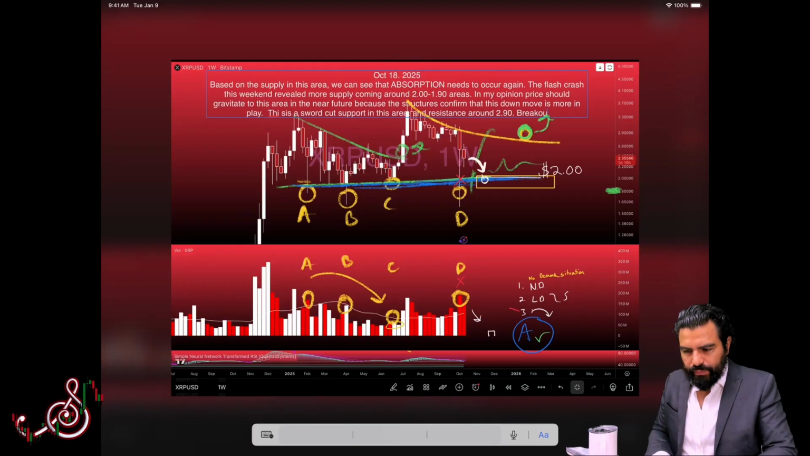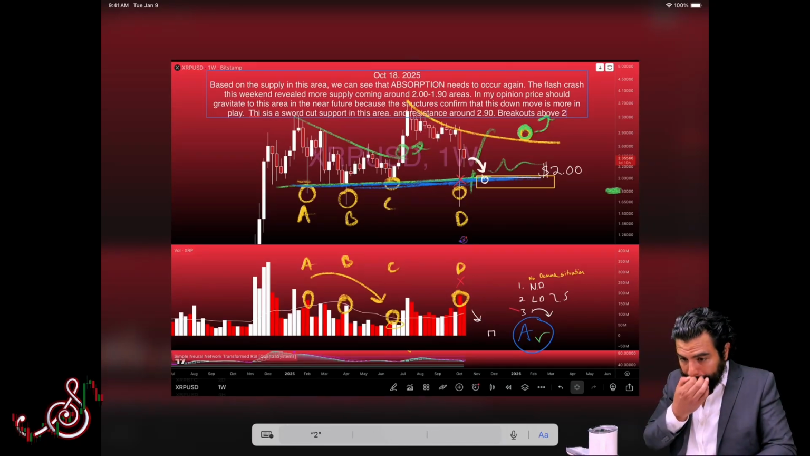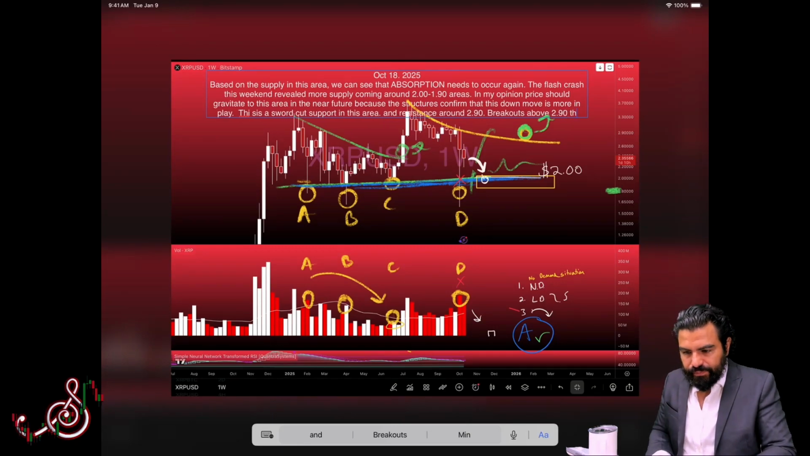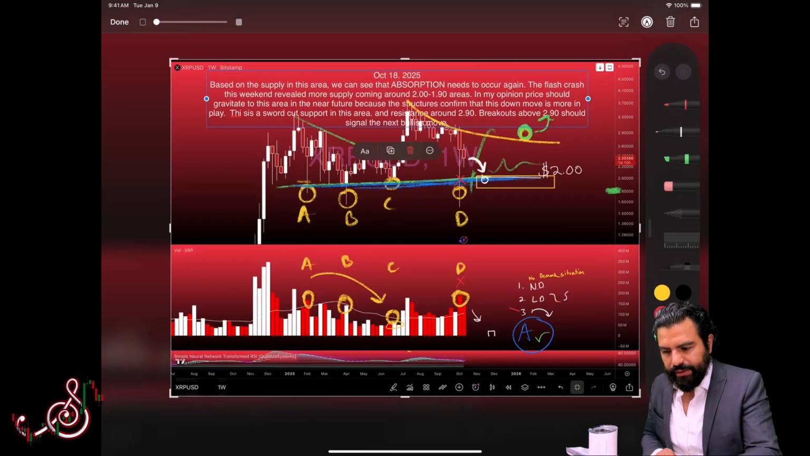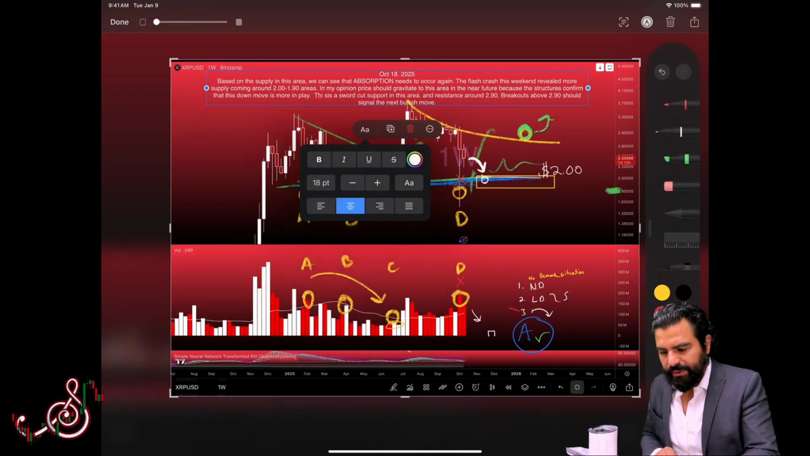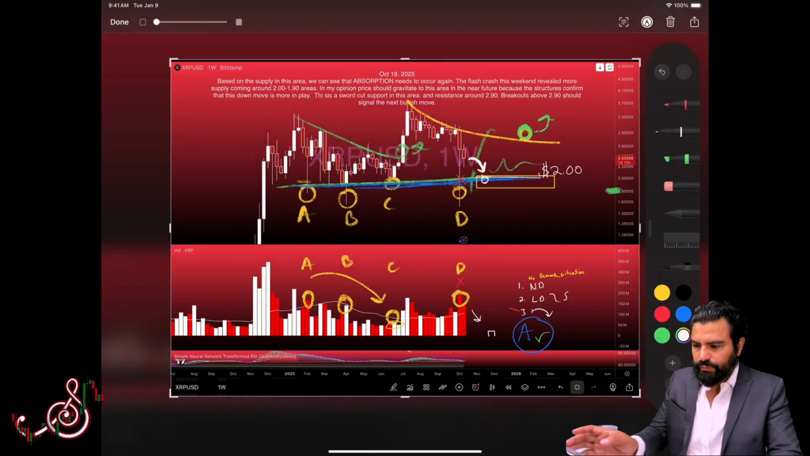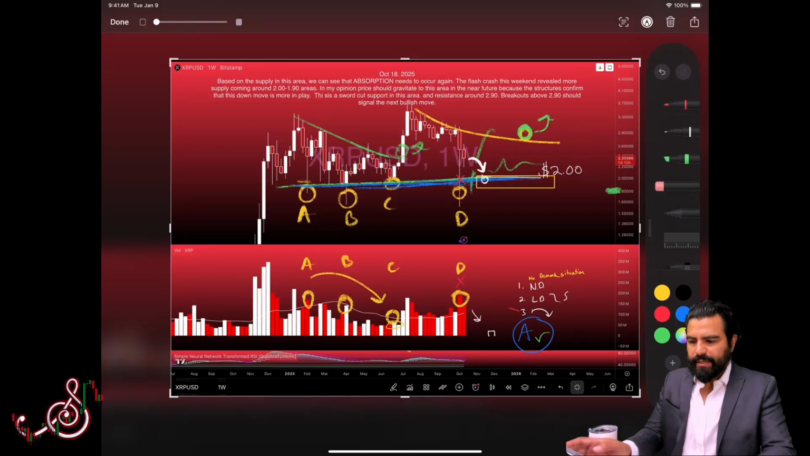Breakouts above 290 should signal the next bullish move. So that's a very wide range, but very accurate. All right, I'm going to plot that on the board for you guys so you can have that. And you can take that what you will.